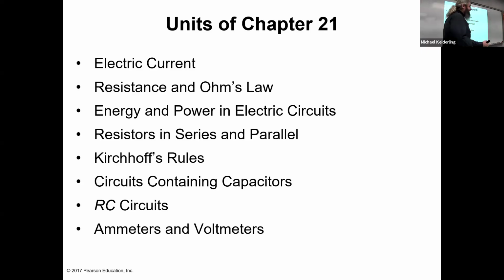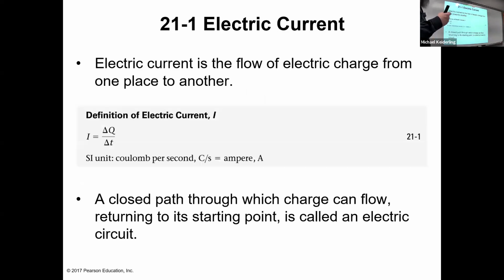And we will use them in lab starting today. So we have a lab today. Our first lab will actually be about things in series in a circuit. Simple circuits that are in series, we'll be measuring current in that. Electric current is the flow of electric charge from one place to another. Electric current is measured in units of amperes, and 1 ampere is 1 coulomb per second.